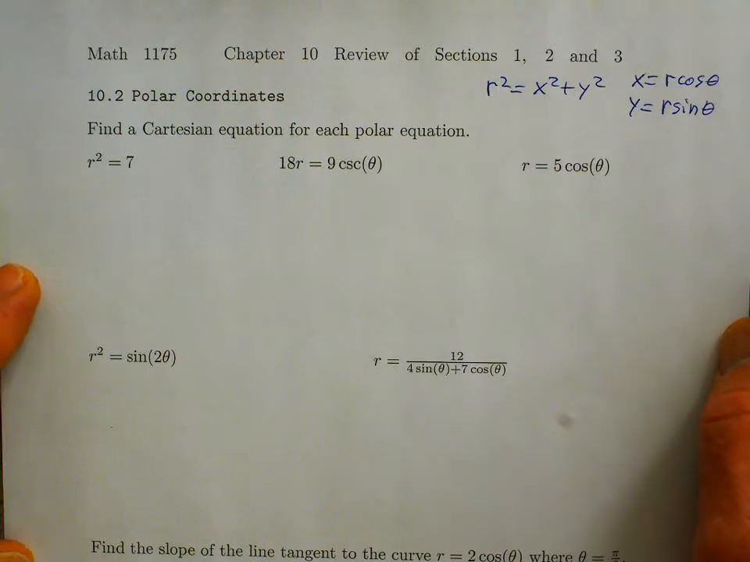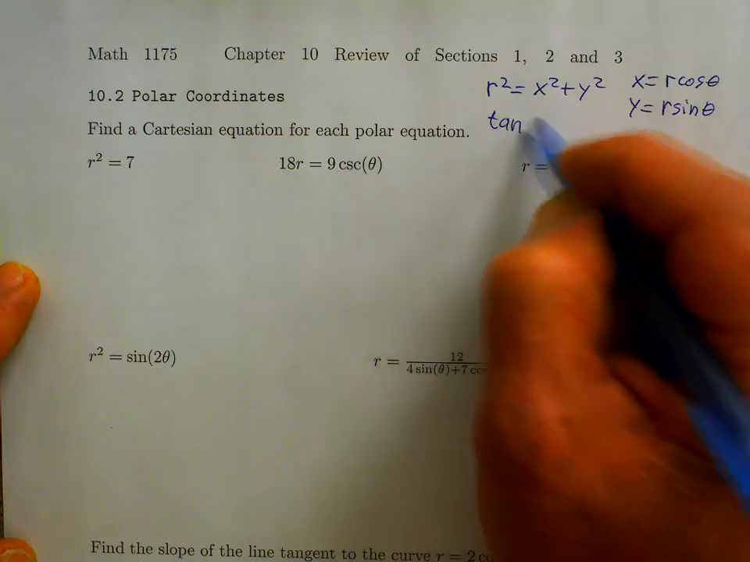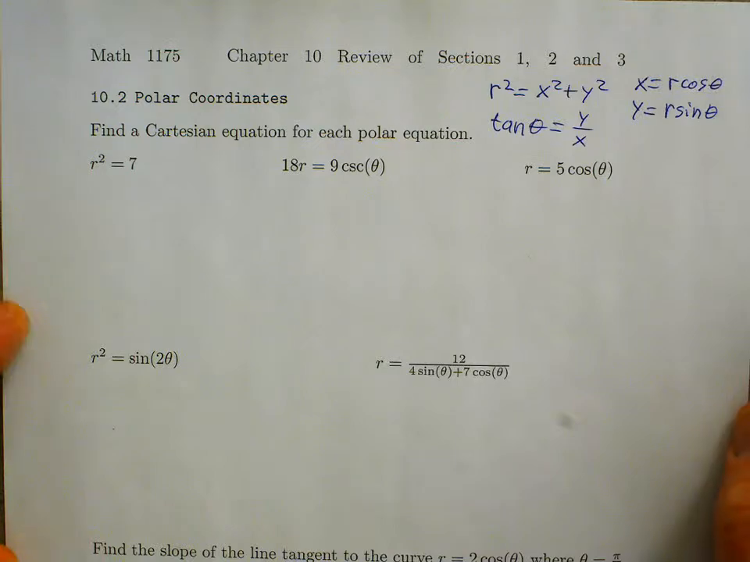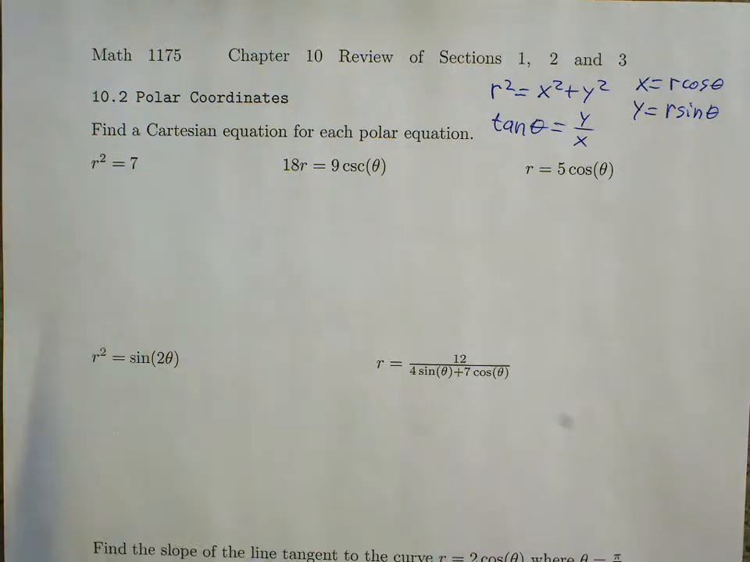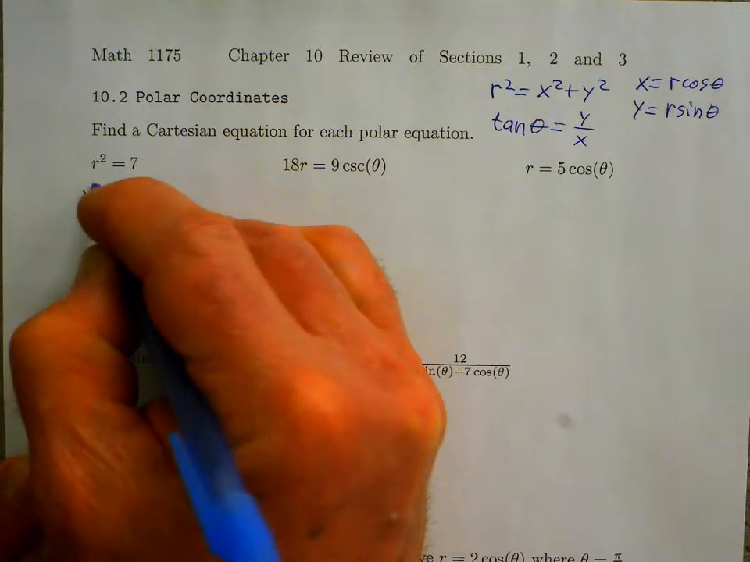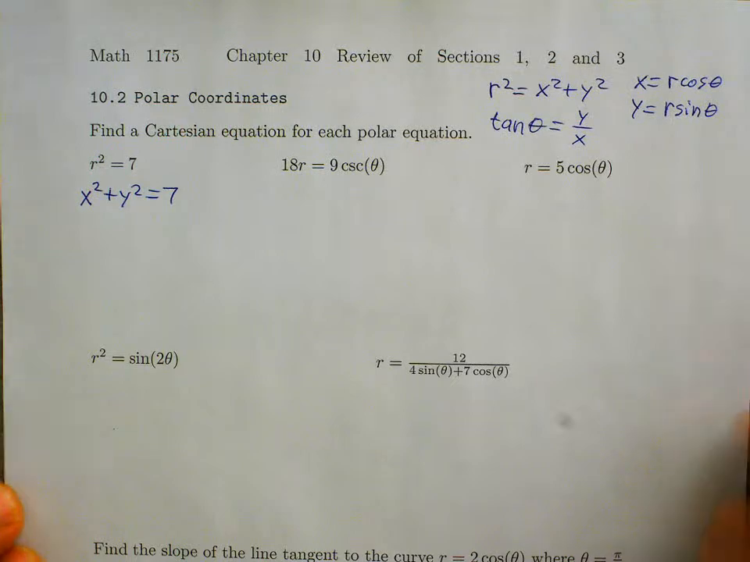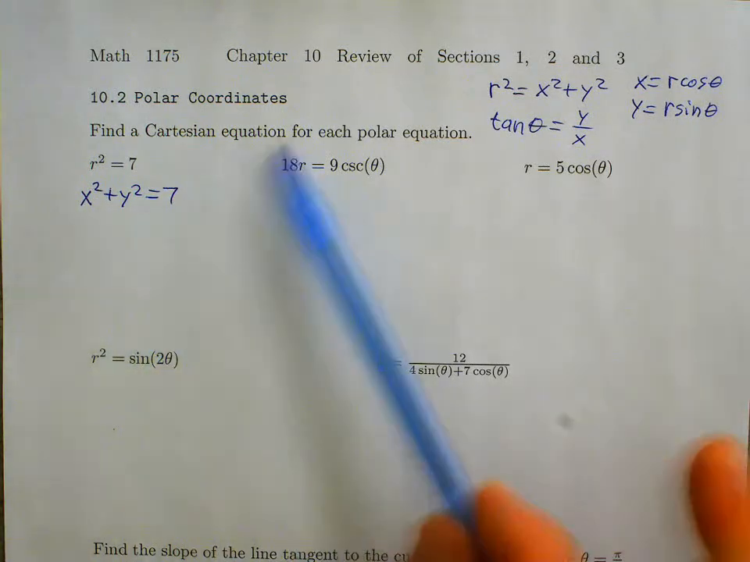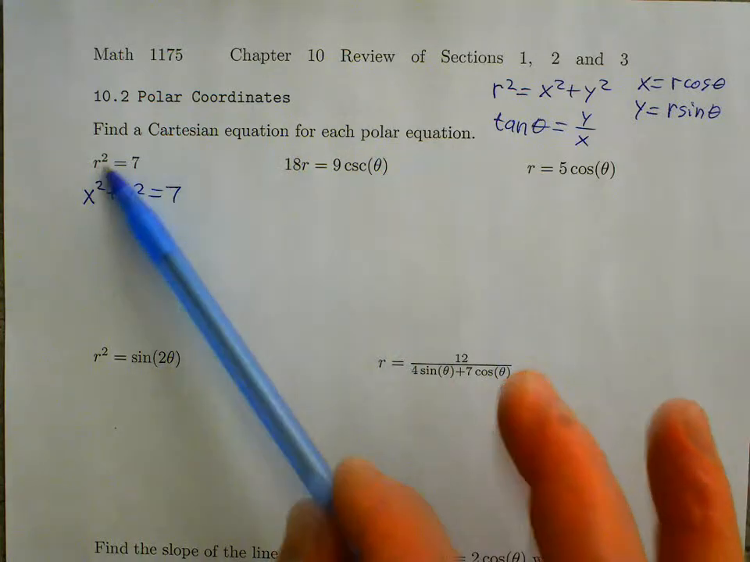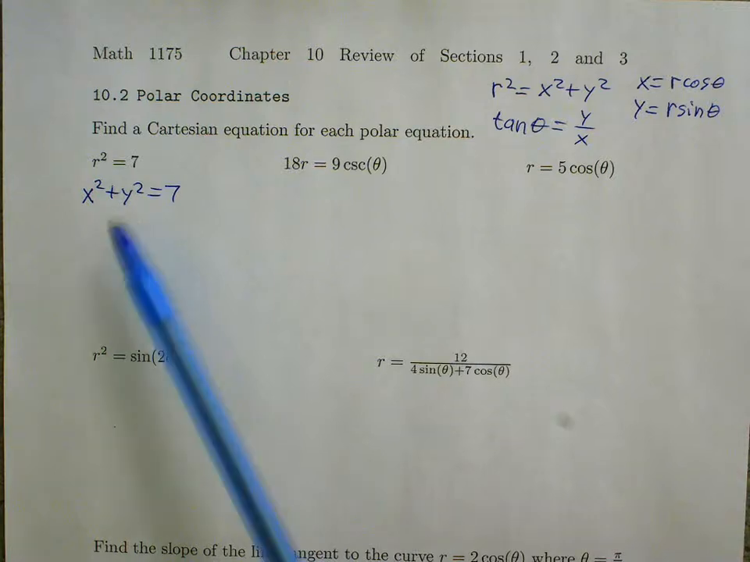What else do we have? The tangent of theta is y over x. Okay, so for this first one, r to the second equals 7. So just replace r to the second with x squared plus y squared equals 7. So we're using the Cartesian coordinates x and y to convert this polar equation into a Cartesian equation. So that's all we have to do with this one.